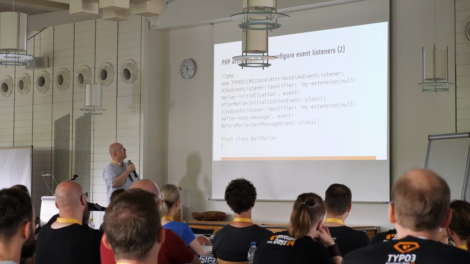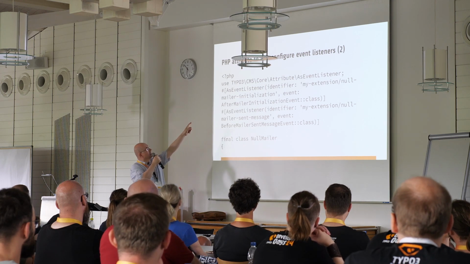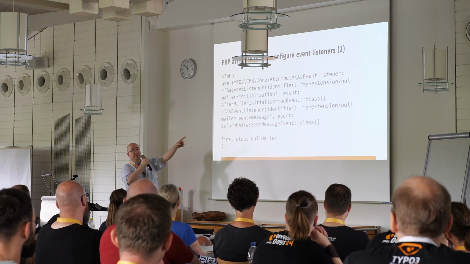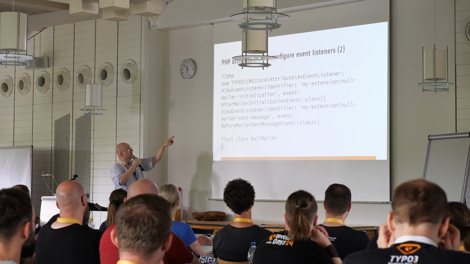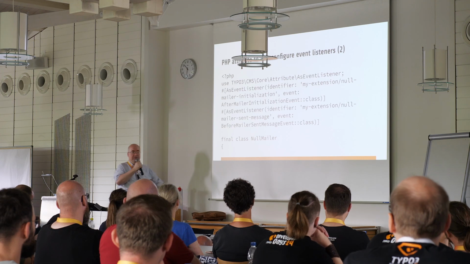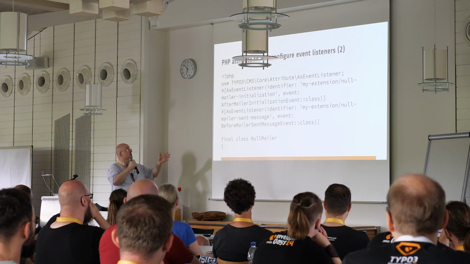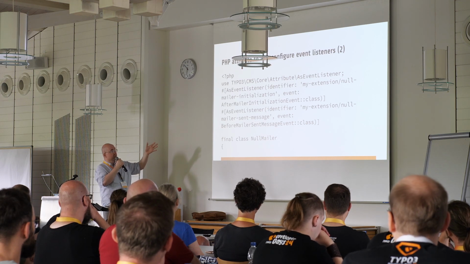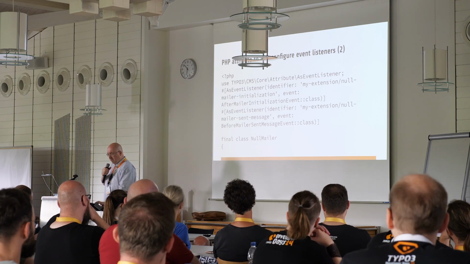If you're into code, you can now see that it uses the hash AsEventListener with an identifier that you normally put in your services YAML file, and the event also that was normally in your YAML file. This example has two event listener attributes on one class, so it's used for both.